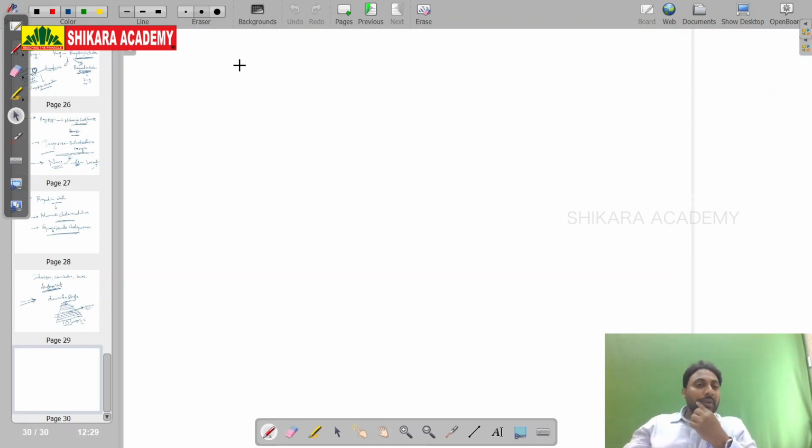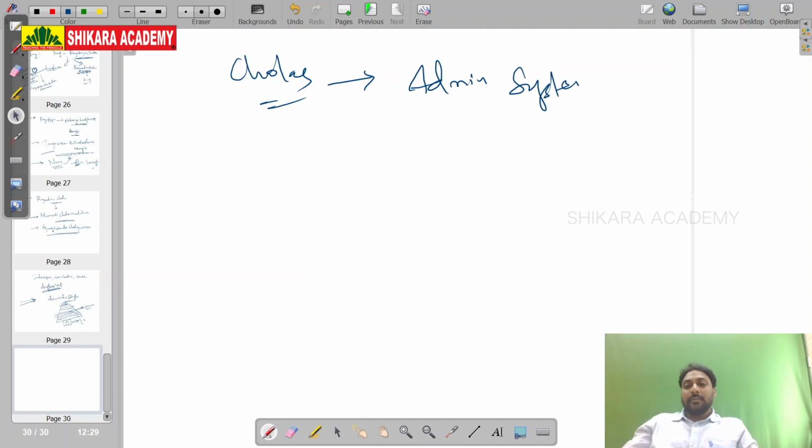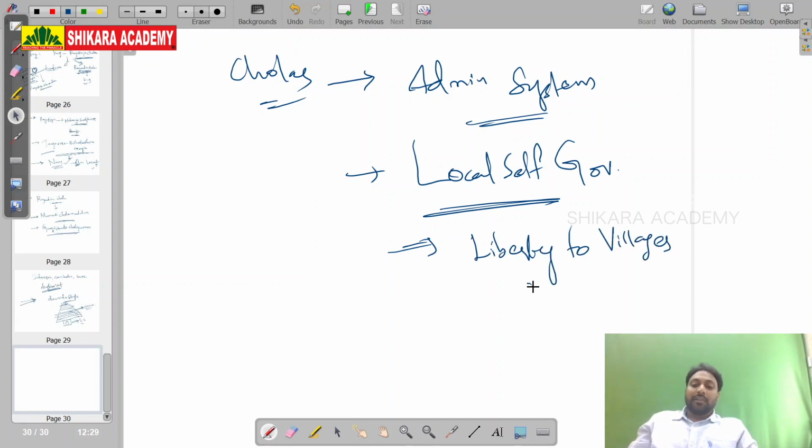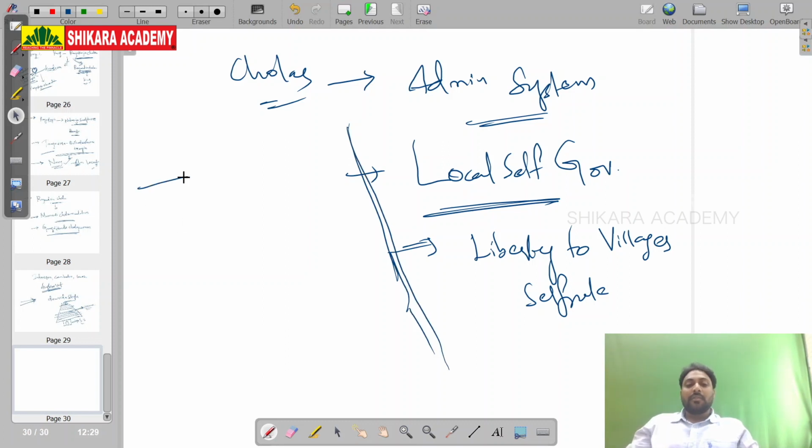Cholas. During the Cholas' administrative system, they gave very much importance to local self government, that is, the Panchayat Raj system. They gave whole liberty to villages to go for self rule. They granted funds, pumping the funds to the local provinces.